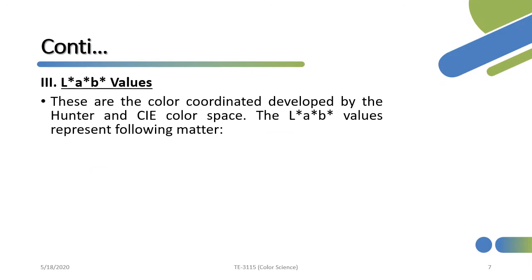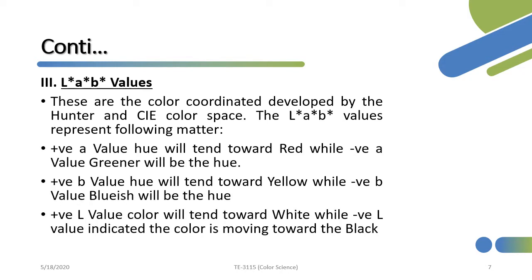The third term is L, A and B values, which are frequently used in the research. Actually, L, A and B values are the color coordinates obtained as a result from the spectrophotometer. A positive A value shows that the color is moving toward red, while a negative value shows that the color is moving toward the green hue. Similarly, a positive B value shows yellow and a negative B value shows bluish color, while the L value represents the whiteness or blackness of the sample.